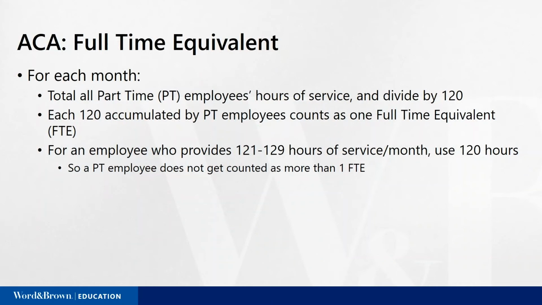So what you want to do is total all your part-time employees' hours of service and divide by 120 in a given month. Each 120 hours accumulated by part-time employees in a month counts as one full-time equivalent employee. For any employee in that part-time space that provides between 121 and 130 hours of service in a month, round those down to 120 hours. This is to prevent a part-time employee being counted as more than one full-time equivalent employee.